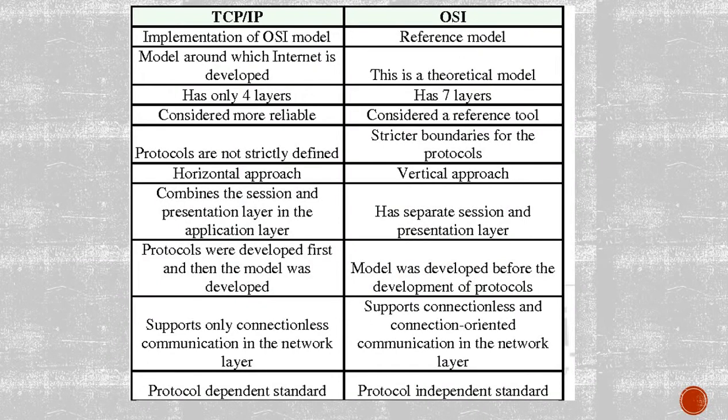This is a simple difference between TCP/IP and OSI. Basically, whenever we talk about TCP/IP, it is an implementation of the OSI model, and OSI is a reference model. TCP/IP is the model around which the internet was developed, and OSI is a theoretical model. TCP/IP has 4 layers and OSI has a total of 7 layers. TCP/IP is considered more reliable and OSI is considered a reference tool.